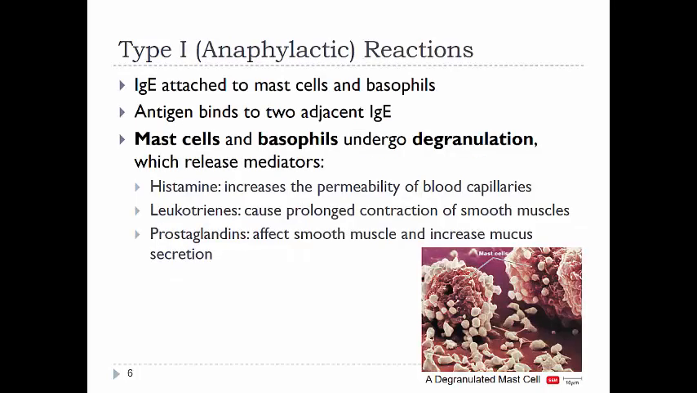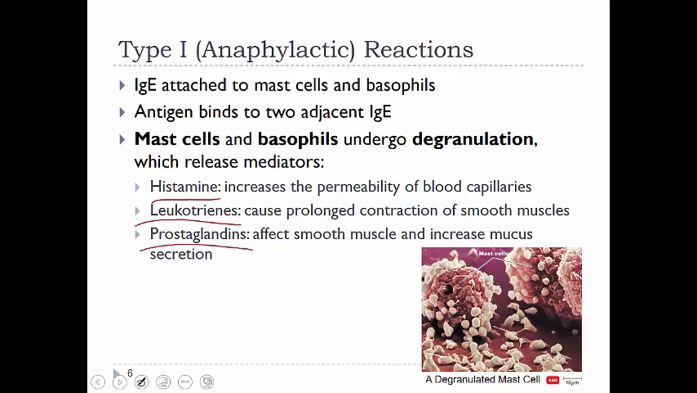So first, type 1 or anaphylactic reactions. This is where IgE interacts with mast cells and basophils, causing them to undergo degranulation, aka they release their mediators that cause the reactions or initiate reactions in your immune system. So the antigen binds to 2 adjacent IgE antibodies, and the mast cells and basophils release histamine, leukotrienes, and prostaglandins.